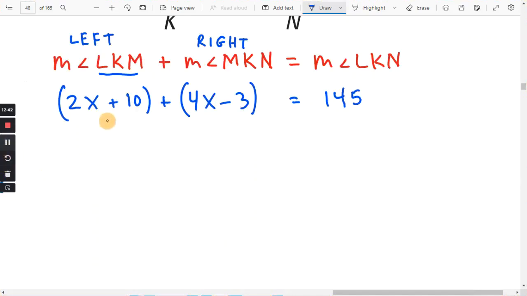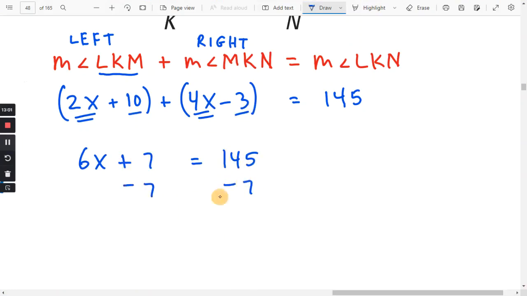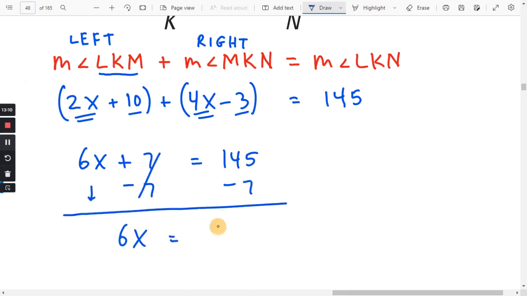All right, combining like terms. These are all added. So 2x plus 4x is 6x. Positive 10 and negative 3, 10 minus 3 is 7. And that equals 145. Solving for x, minus 7 on both sides. The 7's cancel. Bring down your 6x. And 145 minus 7 is 138.